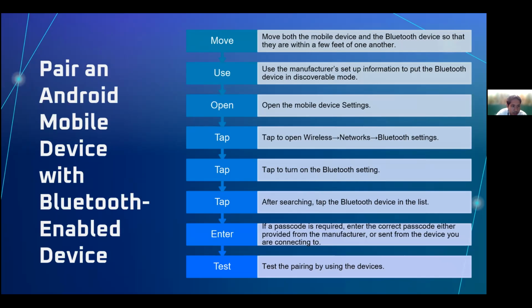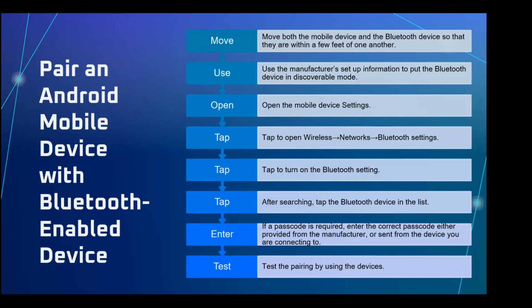And these are the steps for how an Android mobile device pairs with a Bluetooth device. First, move both the mobile device and the Bluetooth device so that they are within a few feet of one another. Use the manufacturer setup information to put the Bluetooth device in discoverable mode.